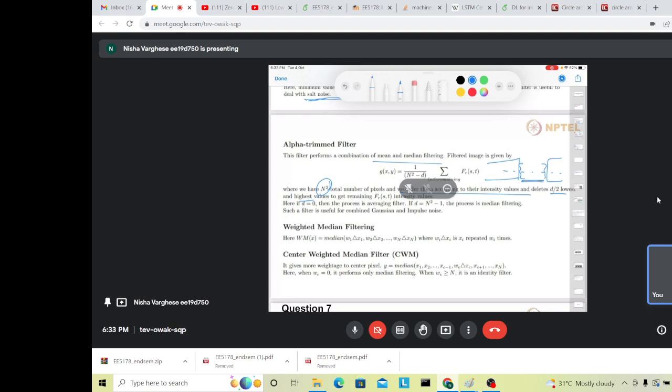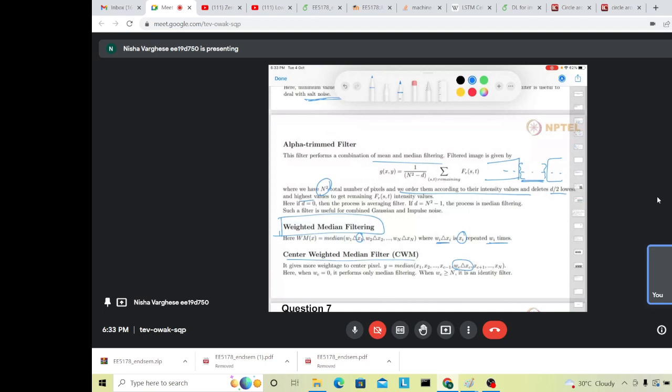Then you have weighted median filtering. In the case of weighted median filtering, you will repeat values. So Wi delta xi is repeated Wi times. Instead of using only one intensity value, if the weight is 3, that will be repeated 3 times, and after that we will find the median. That is known as weighted median filtering. Then center weighted median filter is where the center pixel will be weighted by a particular weight.